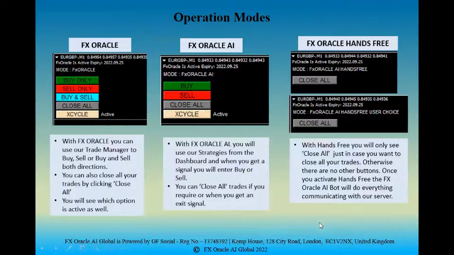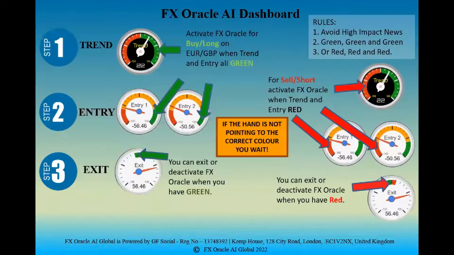You can read about the details in this PDF. To read the dashboard and activate the FX Oracle bot manually, all you need is green for the trend and green for the entry. If there are two entry signals, we need both green. Once you have all three green, you will activate the bot to go long.